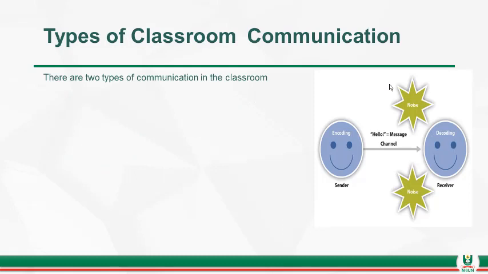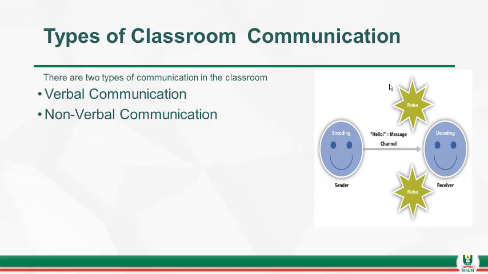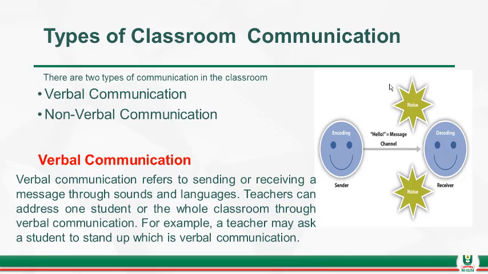And this classroom communication can be divided into two. We have two types of classroom communication. The first one is verbal communication, and the second one is non-verbal communication. Verbal communication is the communication that the teacher uses to express himself through talking, by speaking to the students, by writing on the board, by all forms of talking, by asking the students some questions. These are verbal communication, and verbal communication can be oral and can be in written form. So this is verbal communication.